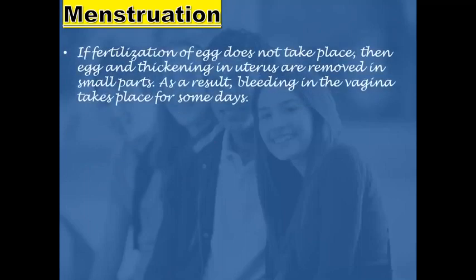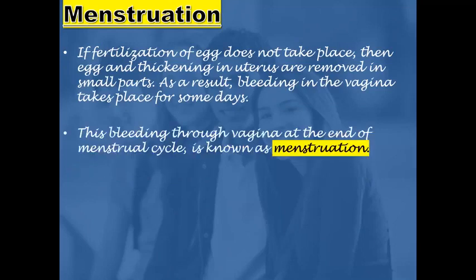But if fertilization of the egg does not take place, then the egg and thickening in the uterus are removed in small parts. As a result, bleeding in the vagina takes place for some days. Bleeding through the vagina at the end of the menstrual cycle is known as menstruation.